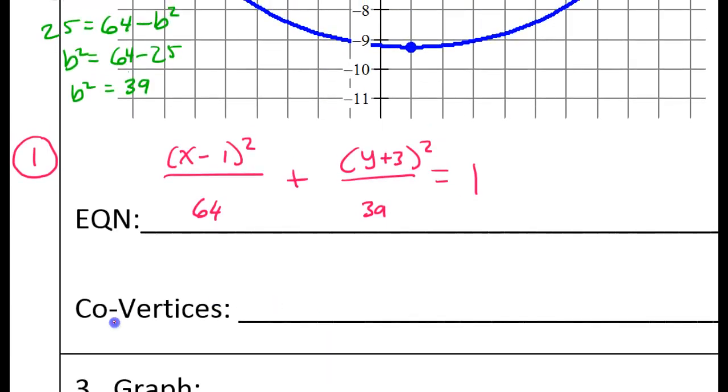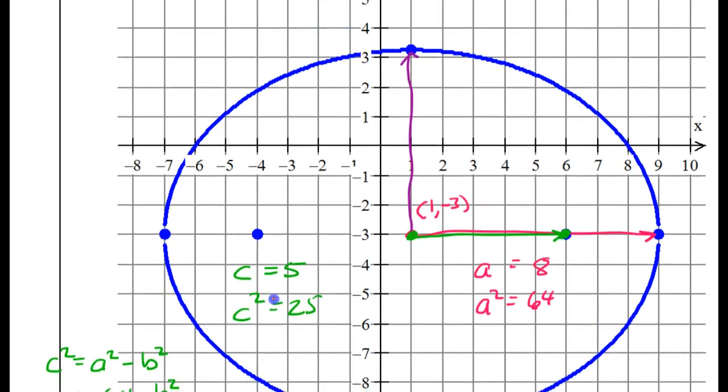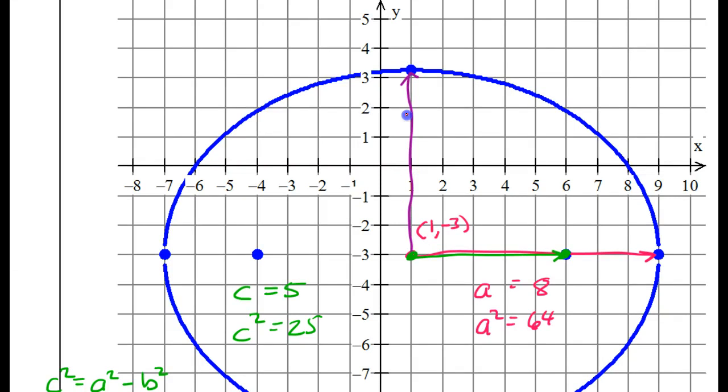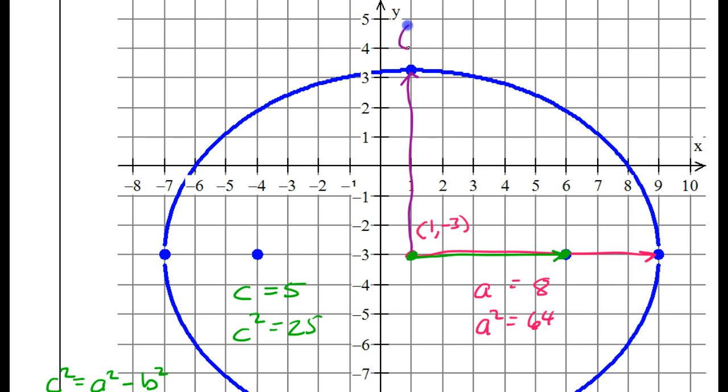Okay, now we are also being asked for the co-vertices. So we are going to need the b value in order to label these. Let me switch over to purple for a second. Look, the x-coordinate of this point is very clear. The x value is 1. However, the y value is 3 point something, and we're not allowed to use a decimal. It has to be exact.